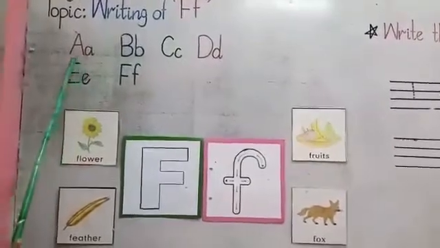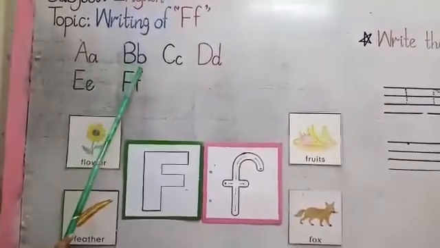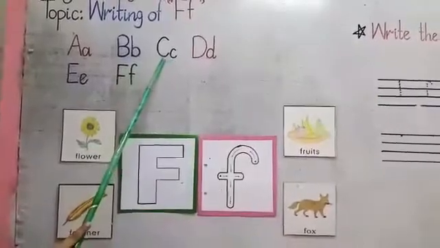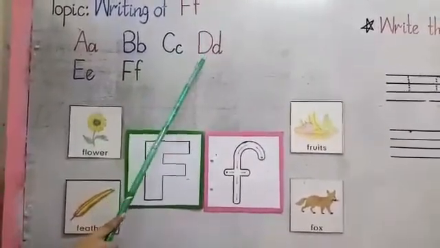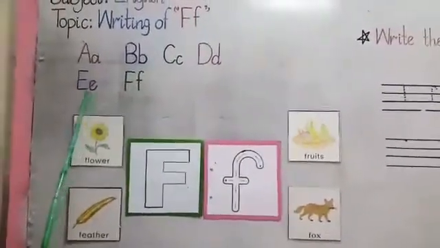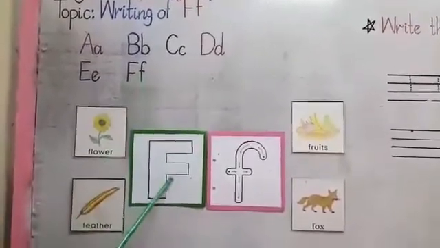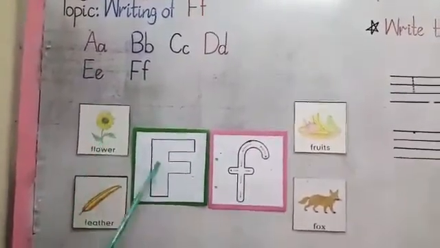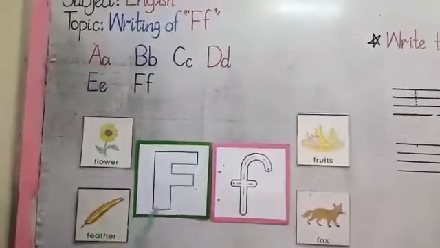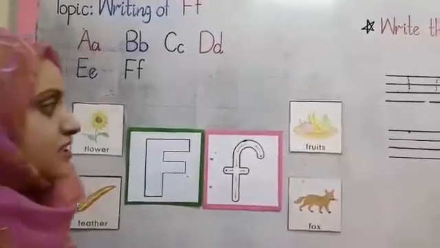Okay, now tell me, what is this? A N. B B. C K. D D. E N. And what is this? F. Very good. Okay, F flower, F fruits, F feathers, F folks. Very good.